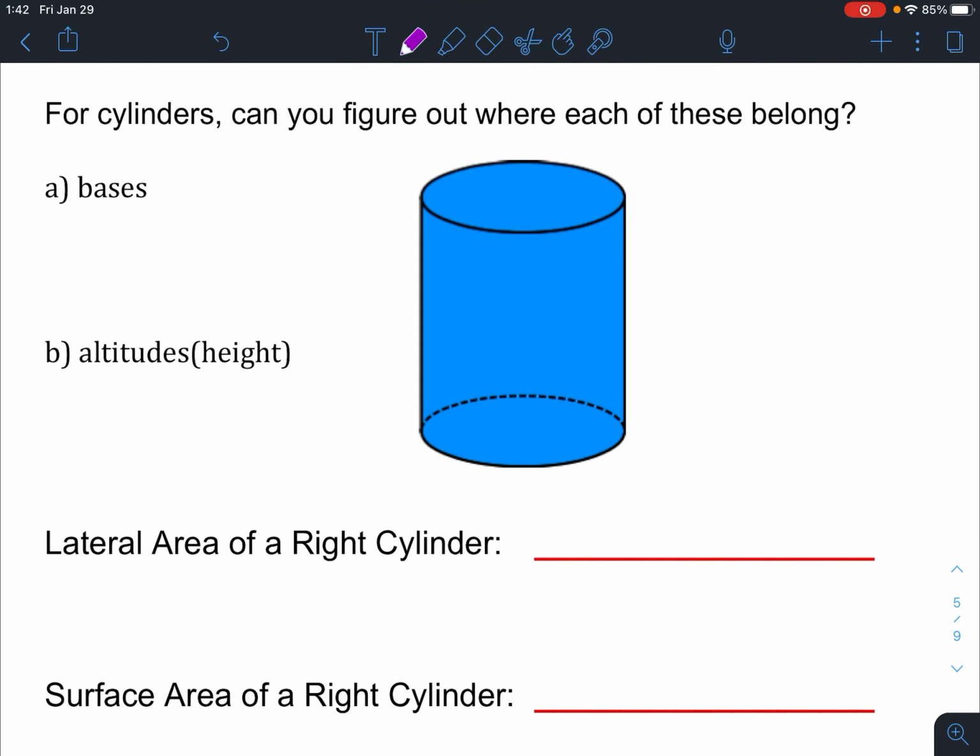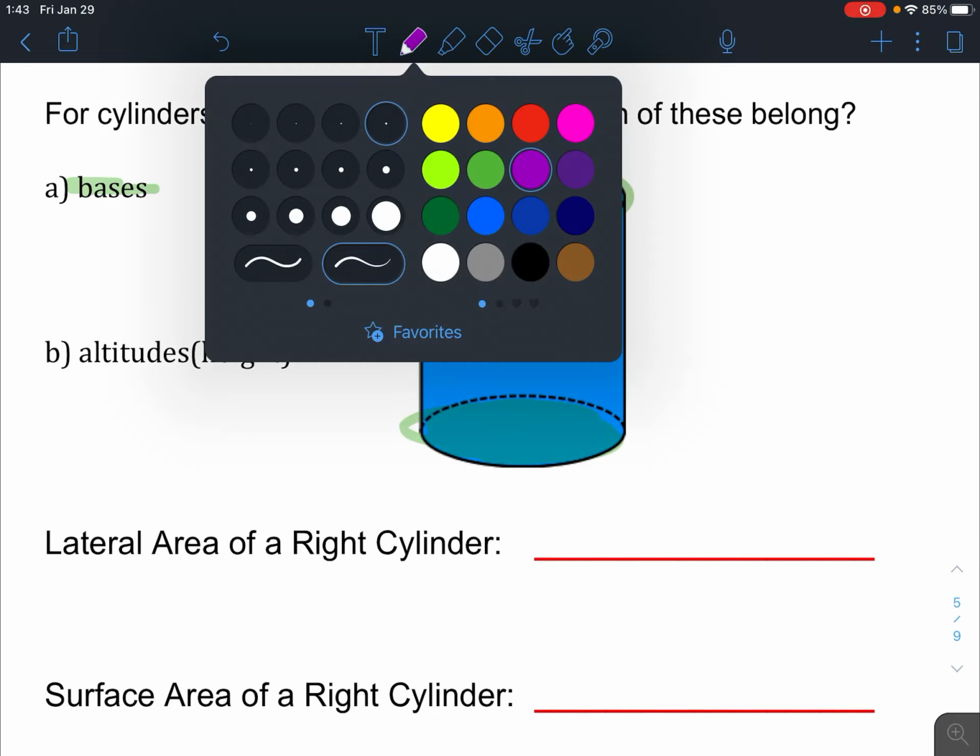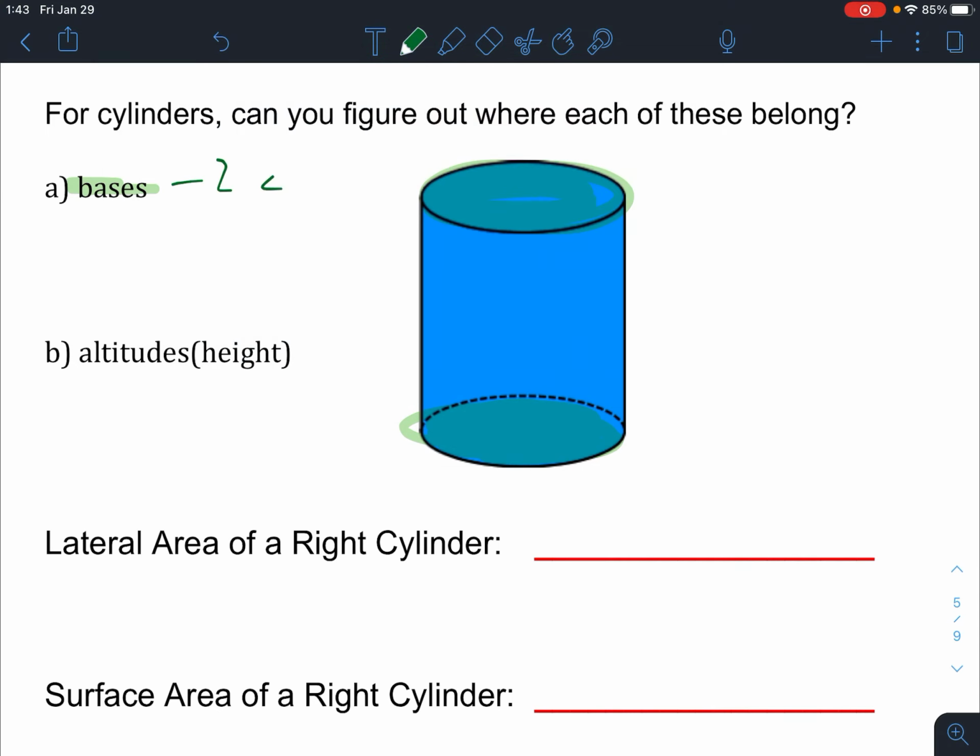Now we're going to talk about cylinders. Cylinders are much easier than prisms. For cylinders, can we figure out where all these belong? Yeah, the bases here are just the two circles. The top circle and the bottom circle. Sorry, there are always two bases for a cylinder.